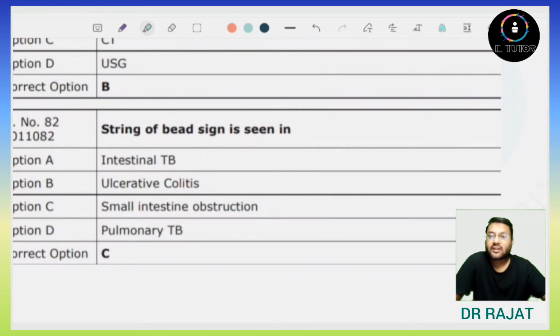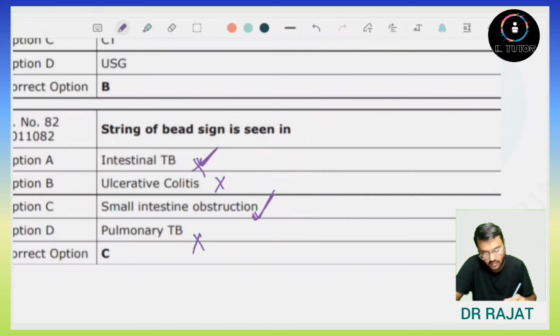Next question is string of bead appearance. String of bead is seen in. So intestinal TB, no. String sign is seen but not string of bead. In ulcerative colitis also it is not present. Is it in small bowel obstruction? Yes, string of bead appearance is seen in small bowel obstruction. And pulmonary TB, no. So the answer here will be option number C.